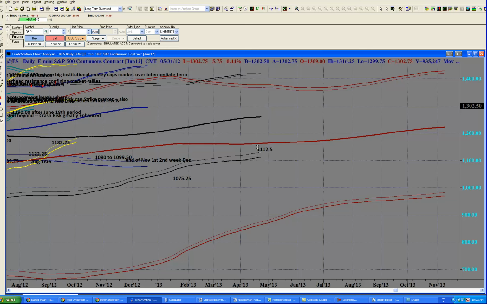The 1112.50 area and the 1223.25 area. Okay? And that's a lot lower than we are now, but obviously in the middle part of this year we're going to be having risks coming down to that area. And once we get below this critical area, we've got gap risk going into the May period. Okay? So going into the May period, we've got gap risk.